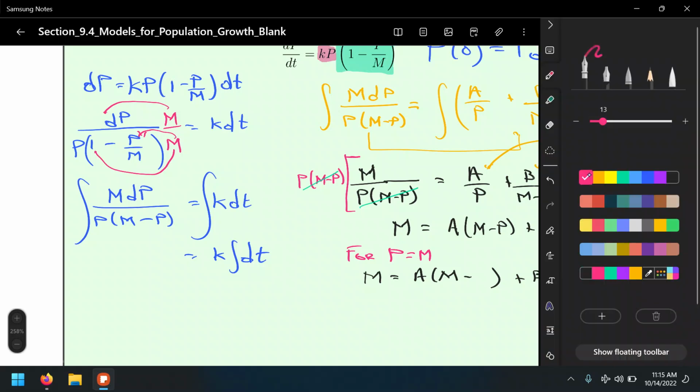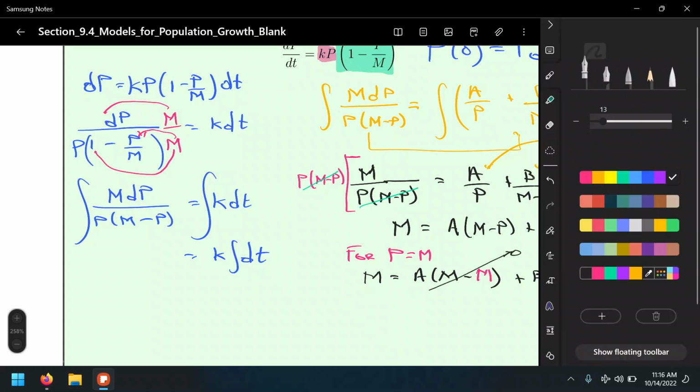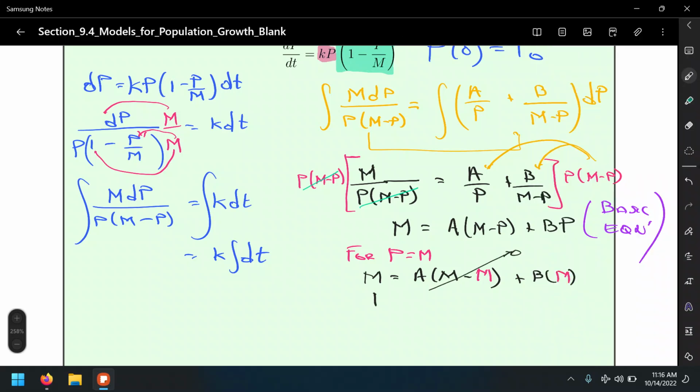Let me write it with the corresponding color so you can see why we are plugging in and where. So this term to begin with is going to get zeroed out, and we're going to be left with m equals bm. Dividing both sides by m, b becomes 1. So b equals 1 for now.